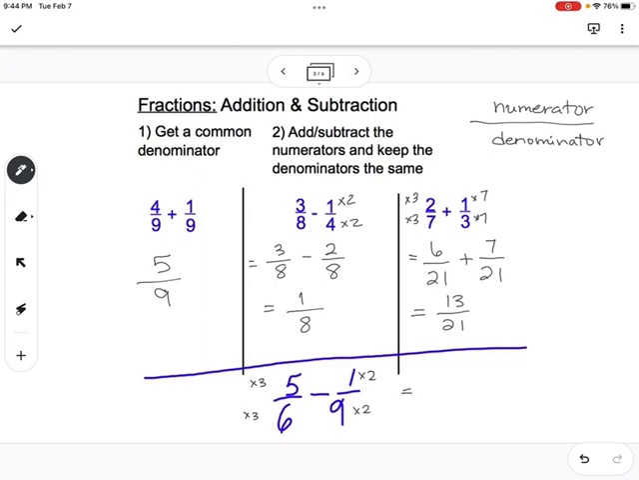Our first fraction, 5 times 3 is 15/18. And we minus 1 times 2 is 2. That's over 18. Last step is we subtract the numerators and we keep the denominator the same. So we have 15 minus 2 gives us 13/18.